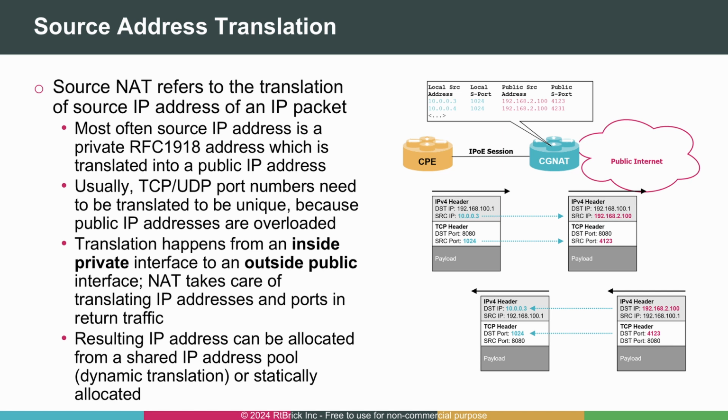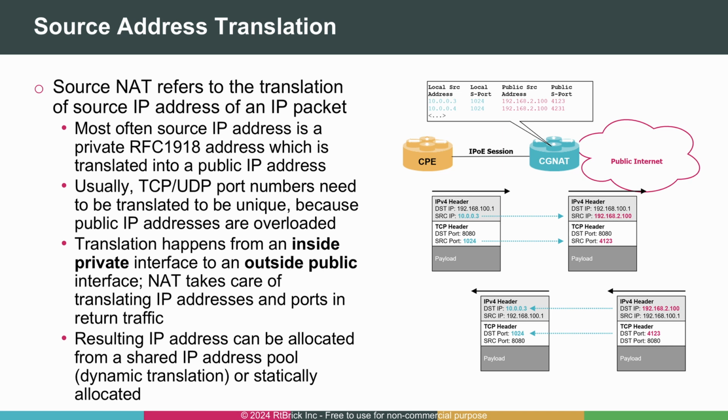In the example on the right-hand side, an IPv4 packet with source address 10.0.0.3 and a TCP source port of 1024 is received on the private or local interface of the CGNAT device. The CGNAT device maintains a translation table that records all active translation rules. In this case, the combination of IP address and TCP port is translated into a source IPv4 address of 192.168.2.100 and TCP source port 4123, and the packet is forwarded upstream to the public interface.